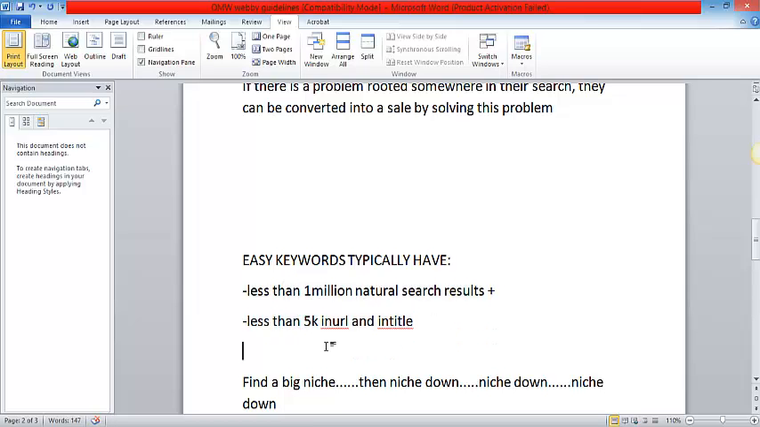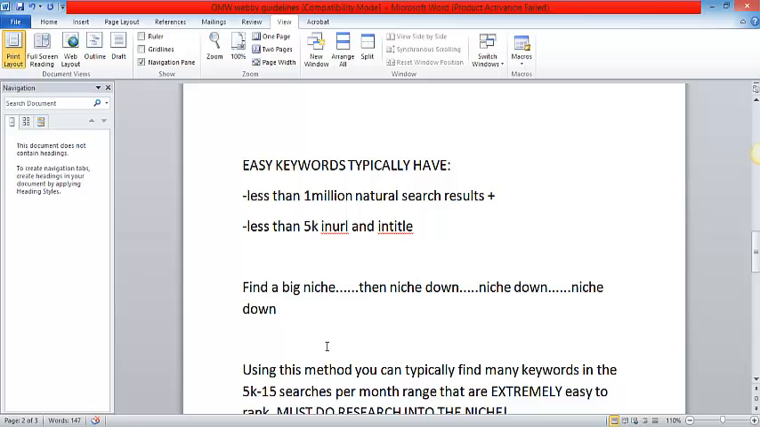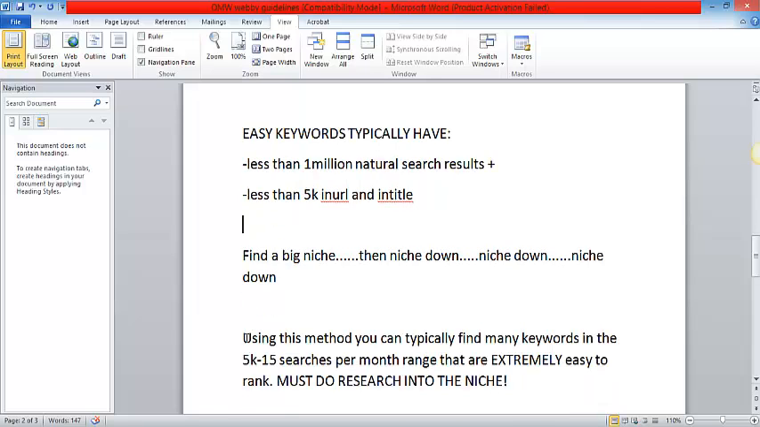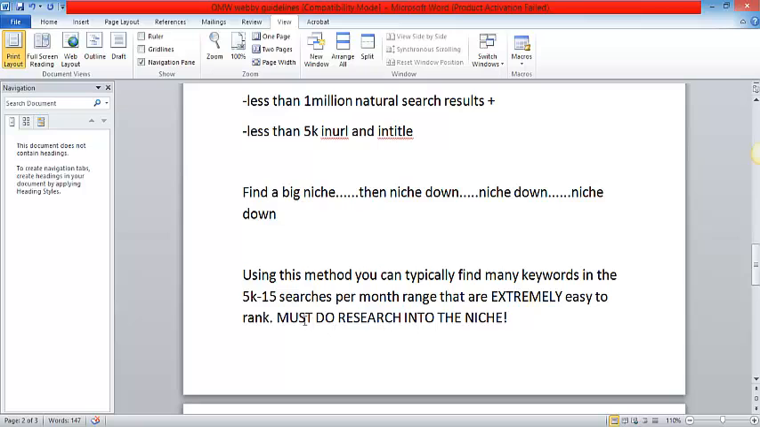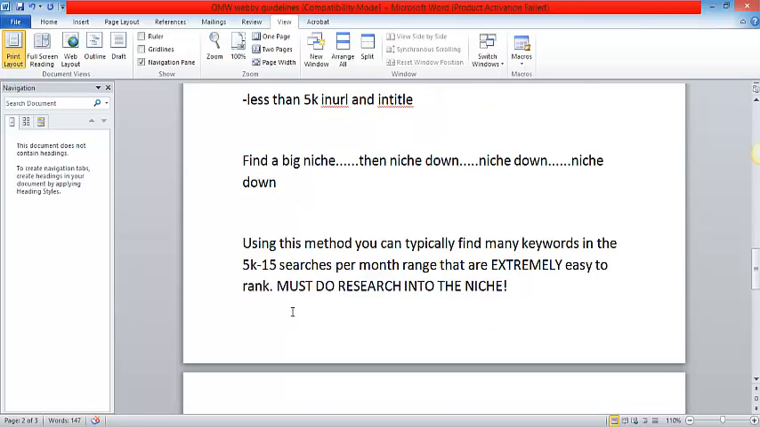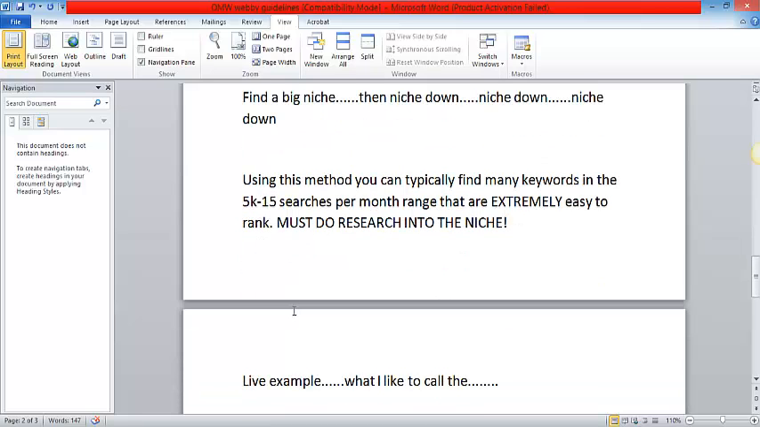So easy keywords, they're easy to rank, typically have less than 1 million natural search results for that search in Google, and less than 5K in URL and title. What I like to do is find big overall niches and then niche down inside of them, niche down again and again and again, and just find some easy rankable keywords. Using this method, you can typically find keywords in the 5,000 to 15,000 searches per month that are very easy to rank, but you typically have to do research into the niche. You'll see more of what I mean by that soon.